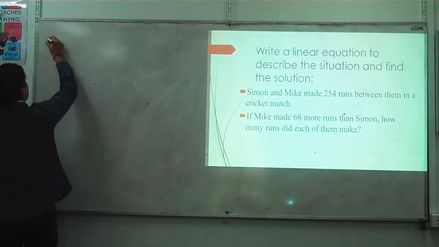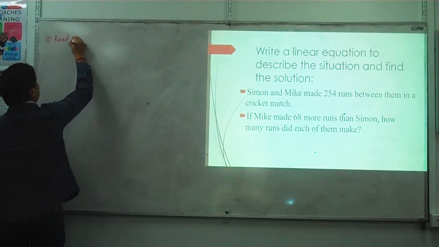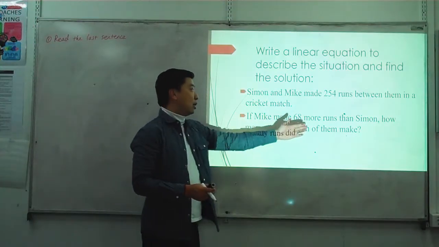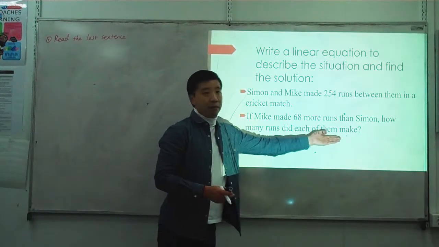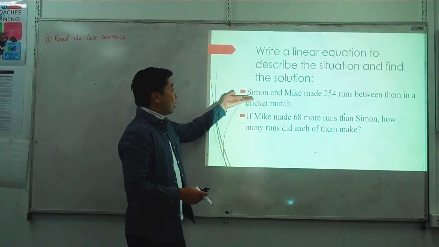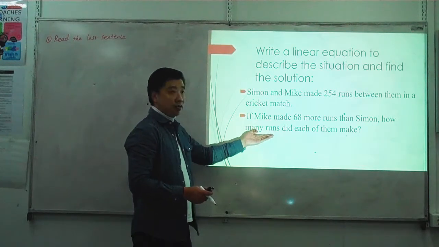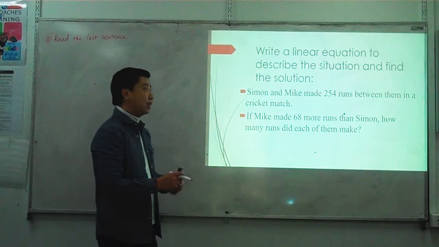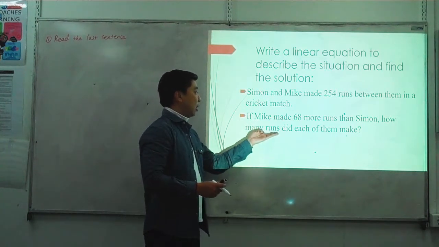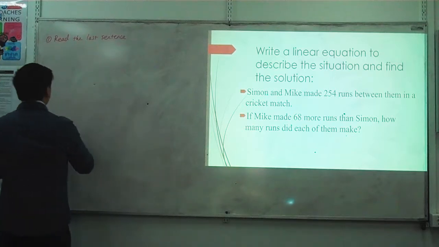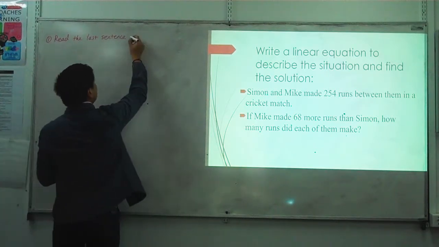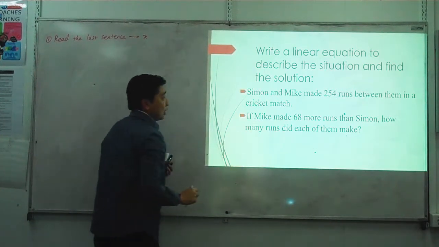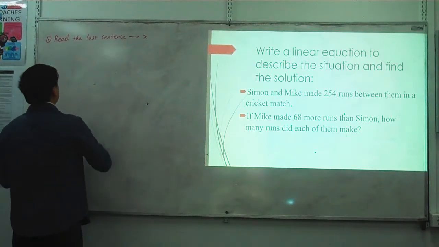Okay? So read the last sentence. Now the last sentence is how many runs did each of them make? So we can say either Simon made X runs or Mike made X runs. It doesn't matter. So let's say Simon made X runs. So after you read the last sentence, you need to decide which one is X. So X is how many runs did each of them make. Okay. So we have to write let.